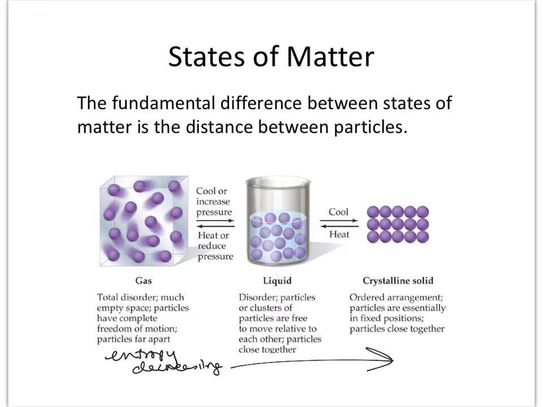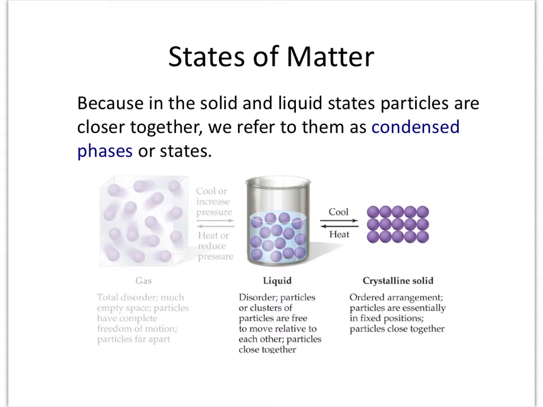Free range of motion for gases. They're moving around, but they're still touching for a liquid, and they have that ordered arrangement for solids. They're in fixed positions. We refer to both liquids and solids as condensed phases or condensed states because those particles are touching one another. It's really not something that you're tested on, but, whatever. Nice diagram.